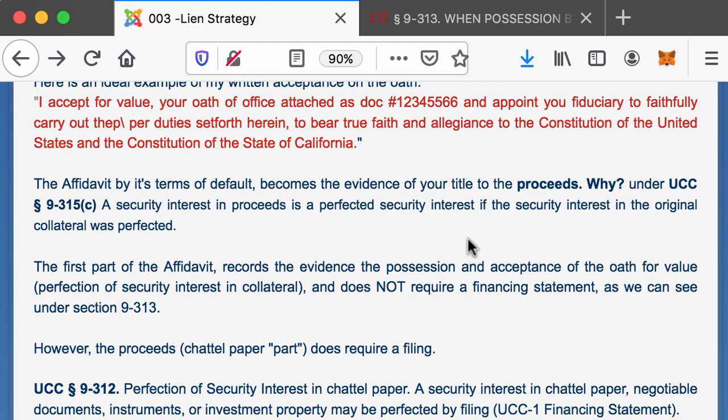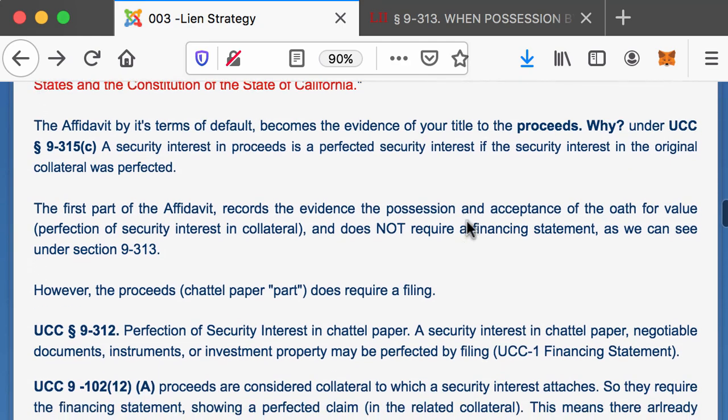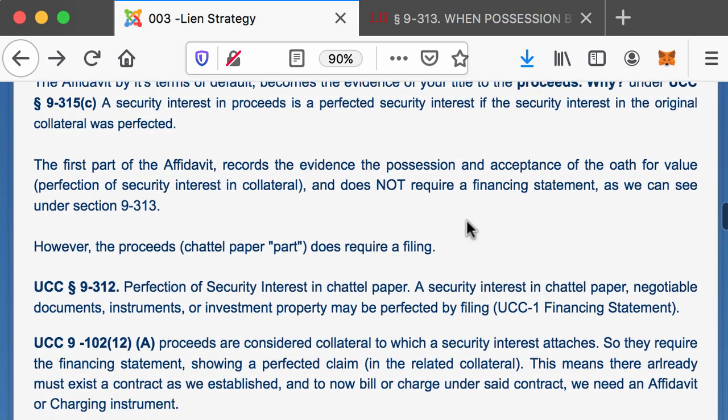Which is the perfected security interest in the collateral. That's the oath of office as a document with your acceptance. That's your security agreement. Okay? So that's what will actually be behind your lien.